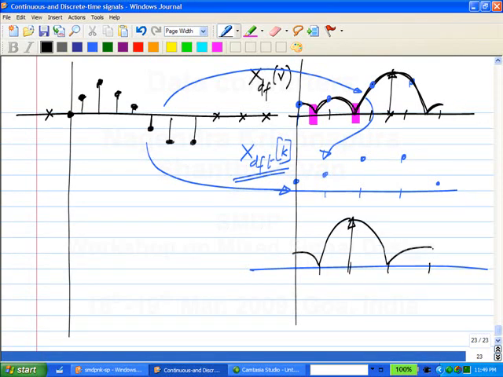Okay, then I will be sampling this particular one here. Sorry, again I drew it wrongly. Sorry about that. So this will be like this. Okay, so I will be sampling it here, here, here, here, and here.